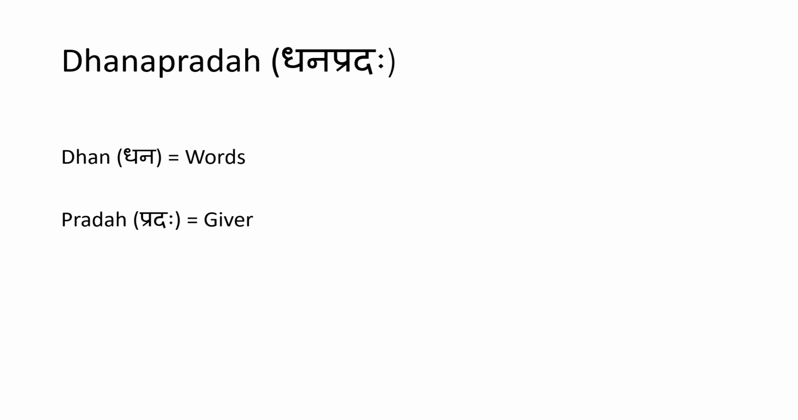Let us understand the word Dhanapradā. Here, we will decompose the word Dhanapradā into its constituent parts. We call it sandhi-vicched in Sanskrit. First word is Dhan. In Sanskrit, Dhan also means words. Prada means giver. So Dhanapradā would mean one who gives words.